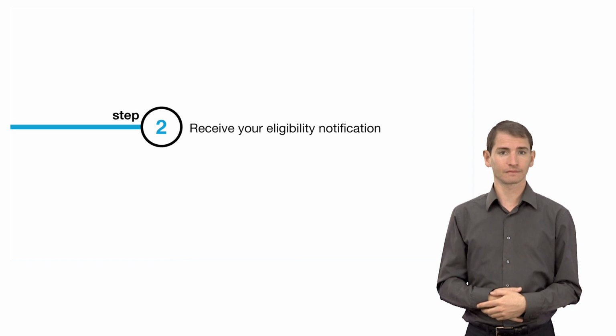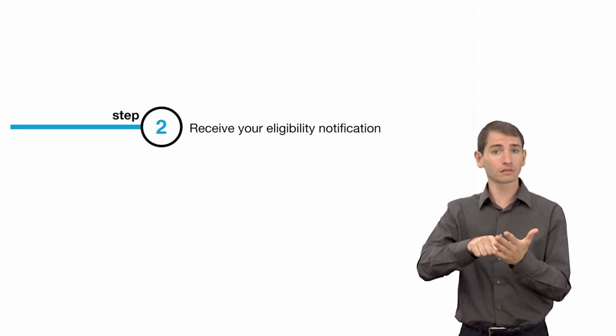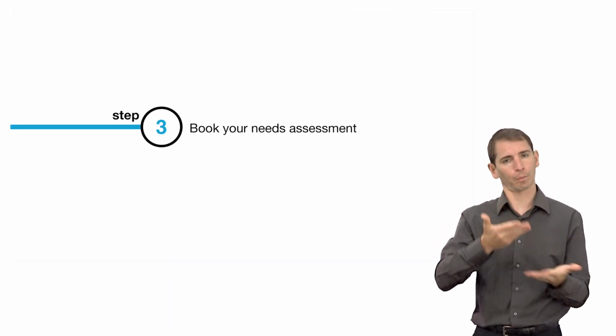Step 2 would be receiving a letter from ourselves saying we've accepted your application and to contact a needs assessor. Step 3 would be going to see your needs assessor to have your needs report done, so we know what sort of things can be put in place for your application.